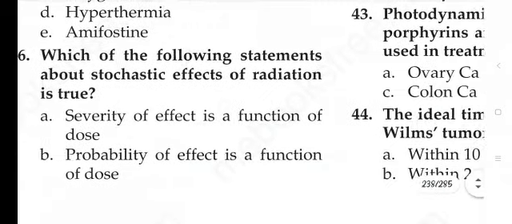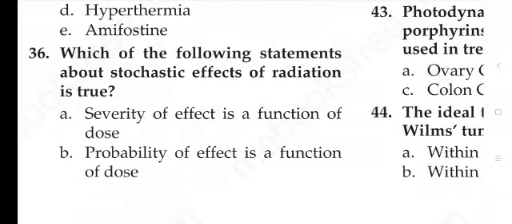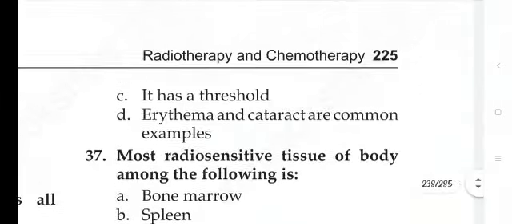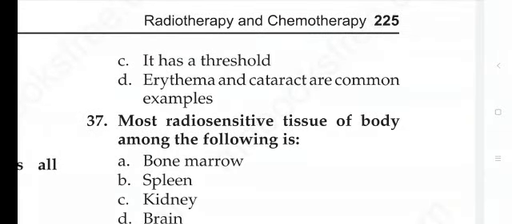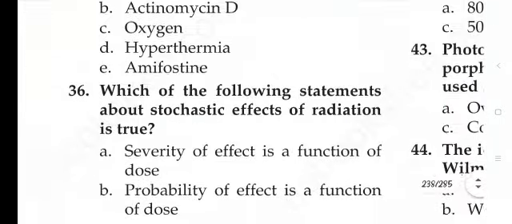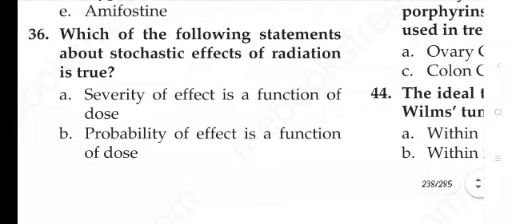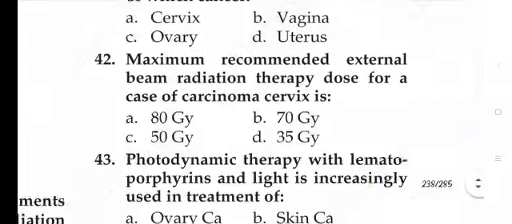Next question, which of the following statements about stochastic effects of radiation is true? Options are option A, severity of effect is a function of dose. Option B, probability of effect is a function of dose. Option C, it has a threshold. And option D is arrhythmia and cataract are common examples. So the answer of this question is option B, that is probability of effect is a function of dose.